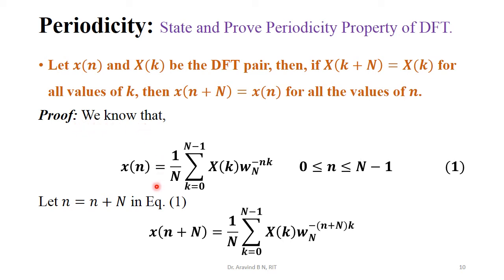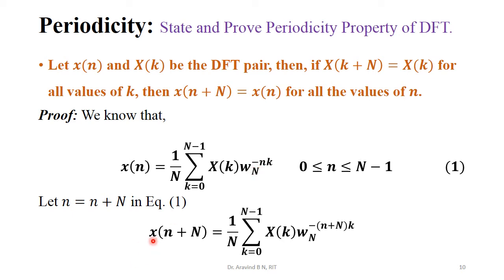So we know that we have the IDFT expression. As I told you before, we need to identify the substitution we have to make. So in place of n, I need to put n plus N. Therefore, let n be equal to n plus N in equation 1. Here n is present on the left hand side and on the right hand side. In both of those two locations, we are going to replace n by n plus N.